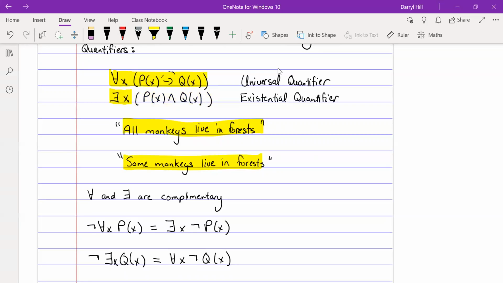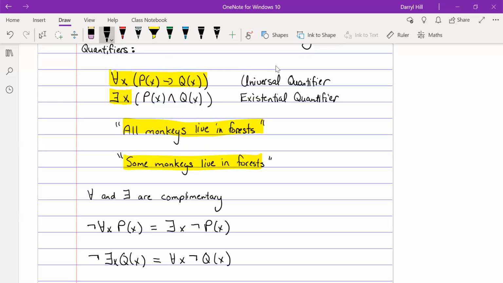So whether I use the implication or the logical and operator, that's an important distinction, and it's easy to get wrong. If I put the logical and operator with the for all, I'm talking about the universe of discourse of, say, all animals. So if I used and instead of implies there, what I'm saying is that all animals are monkeys and live in forests, which is not true. That's too strong a statement.